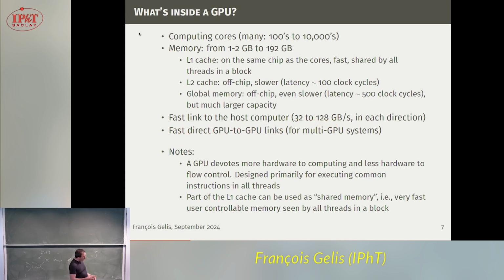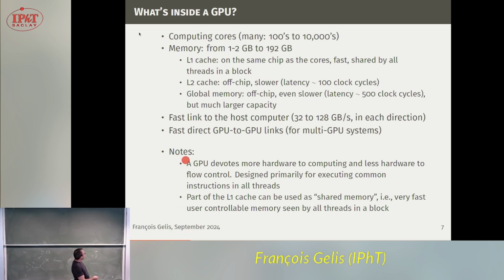And for systems that have more than one GPU, there are also sometimes direct connections between the GPUs, which means that if GPU1 needs a piece of data which is on GPU2, it can request it directly from GPU2 without going through the host computer. This makes the availability of this data a little faster.